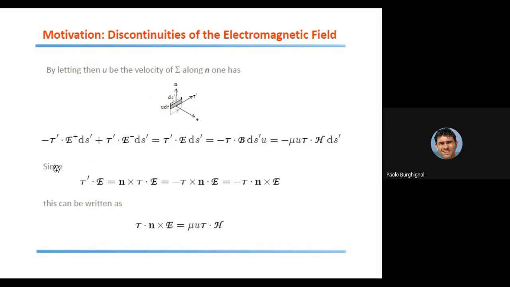So, in the end, since E plus is equal to 0, by the initial assumption, we get that tau prime dot E ds prime, the left-hand side of the law, must be equal to minus mu u tau dot H ds prime. Now, it would be nice to have the same unit vector on the left and right-hand sides of this equation. However, on the left side we have tau prime, on the right side we have tau. So we do a little algebraic manipulation.